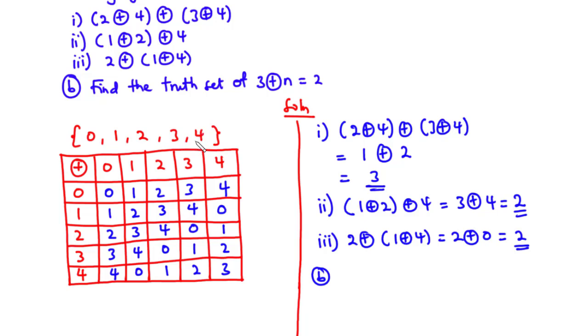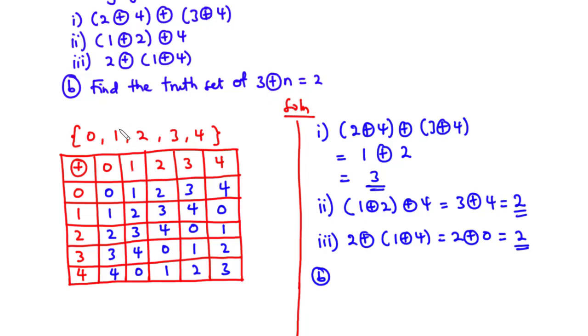We are going to substitute all these values in place of n in this equation to determine which of the values of n is going to give us 2. So let's start off with 0. 3 plus 0 is equal to 3. Now since 3 is not the same as 2, it means that n equals 0 does not satisfy this equation.